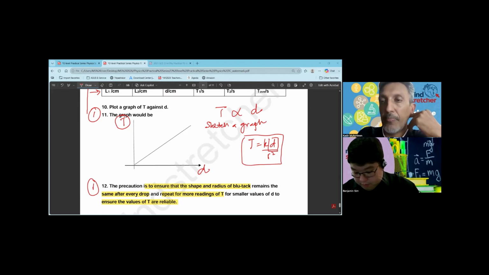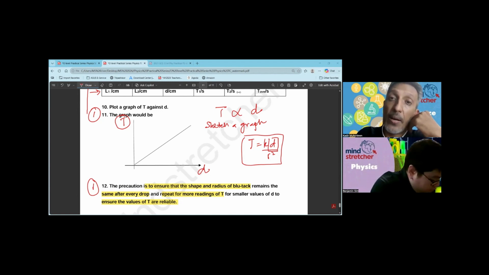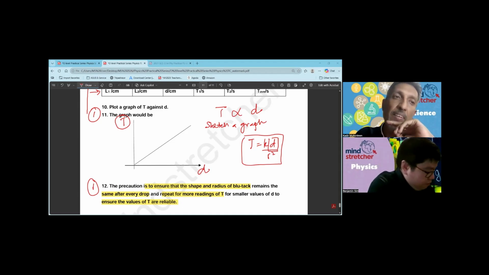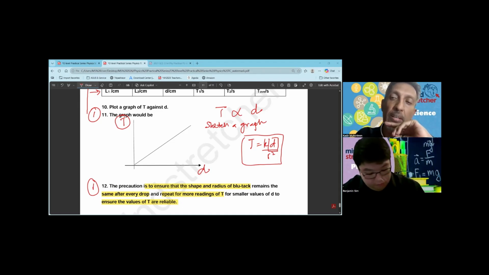Somebody else asked a question. What question was that? Would the graph always be a straight line? In this case, this is a sketch because I'm basing it on the projected equation. So I'm saying that the T against D graph will be a straight line because the relationship is directly proportional, you see.